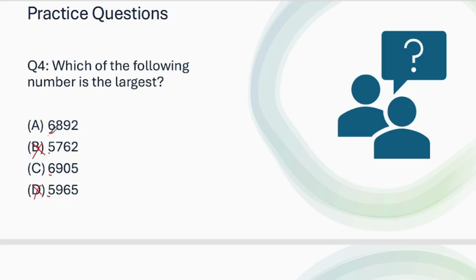Now thousand places are compared. 6, 6. Very nice. Move on to the hundreds place. 8 and 9. So of course 9 is bigger. So this number will be the largest number, 6905. Simple, right? Compare thousand place, then compare hundreds place, then compare tens place, then compare ones place. Very simple. 6, 5, 6, 5. 5s are ruled out. Remaining, move on to the hundreds place, then tens place, and then ones place.